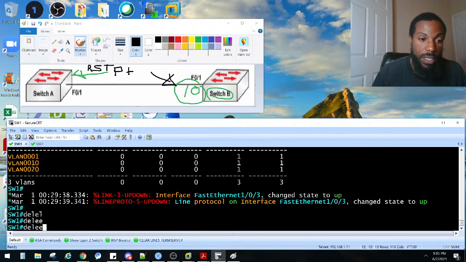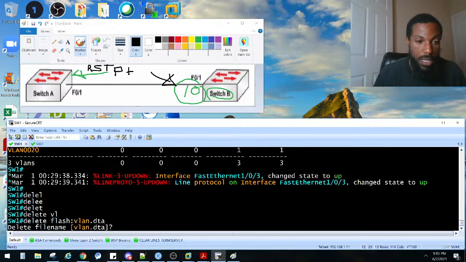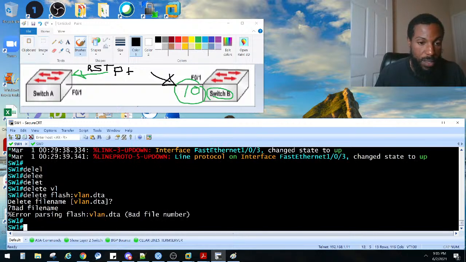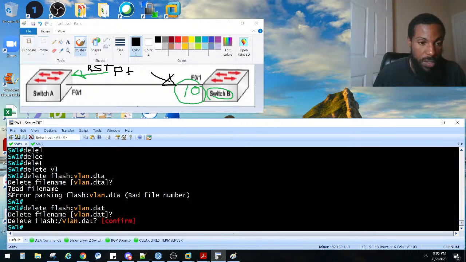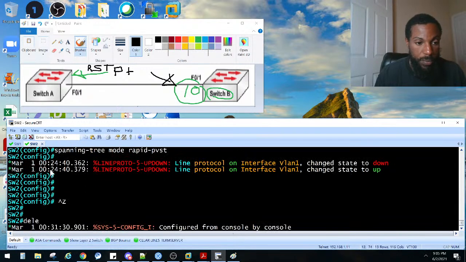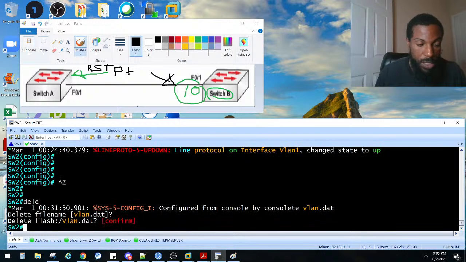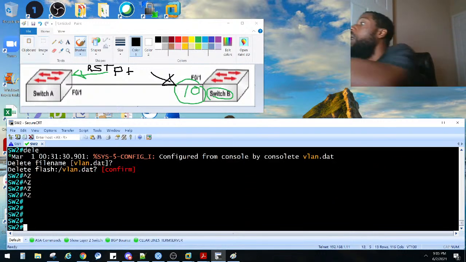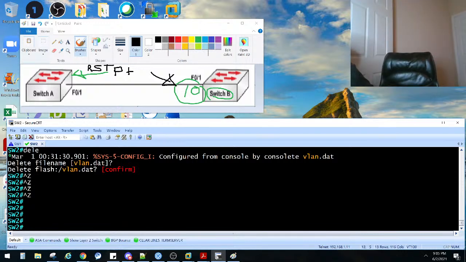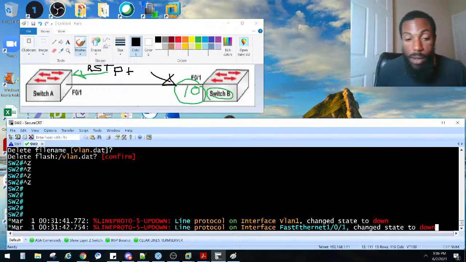Delete flash VLAN.dat. Ah, come on, man. Typed that wrong. Same thing on this guy, deleting that. Shut these switches off. I got 3 routers powered on.